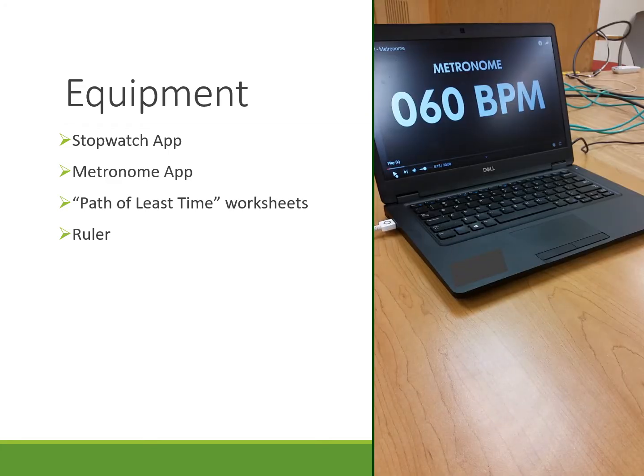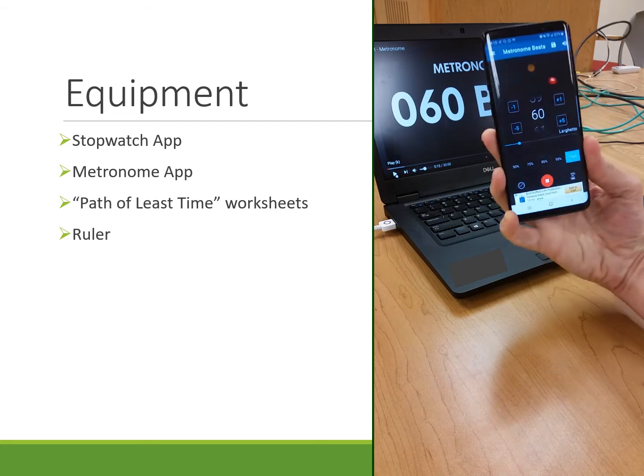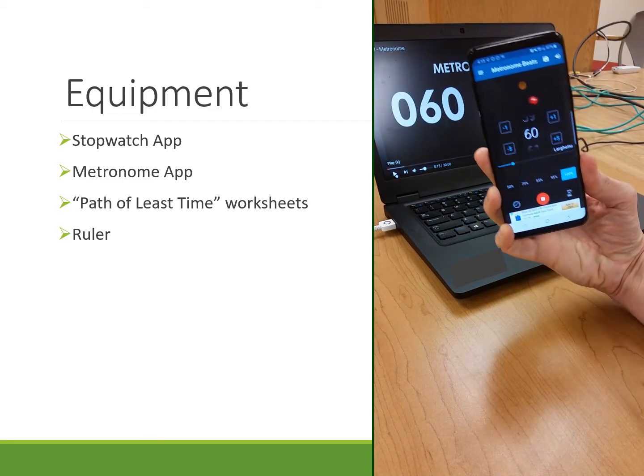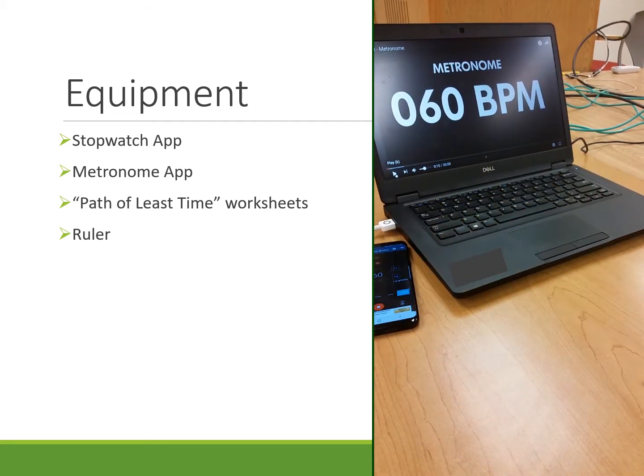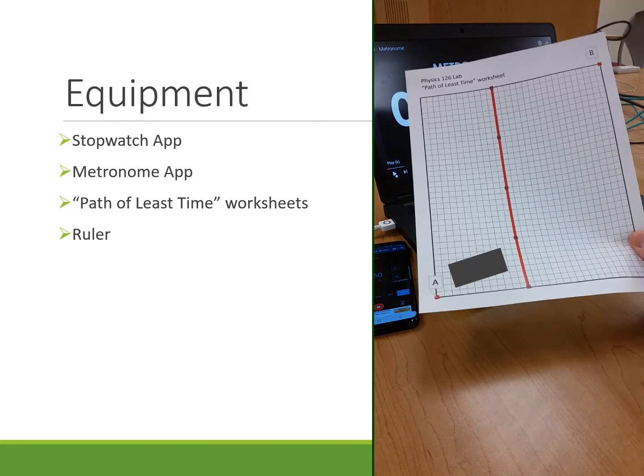Now, for the metronome, you can use an app. I found one called Metronome Beats. There's probably others. Or a 60 beat per minute YouTube video. There's plenty of those for drummers. The worksheets are in files.